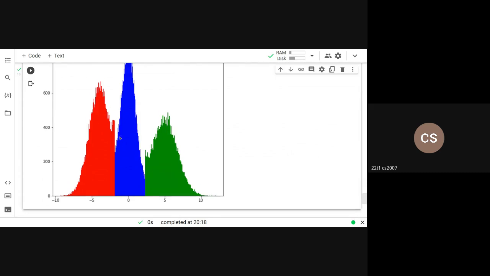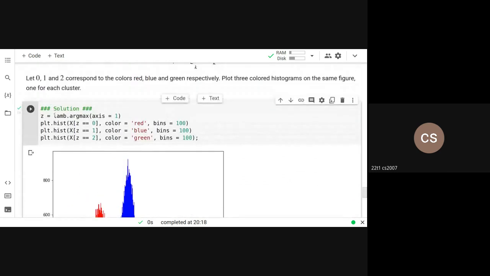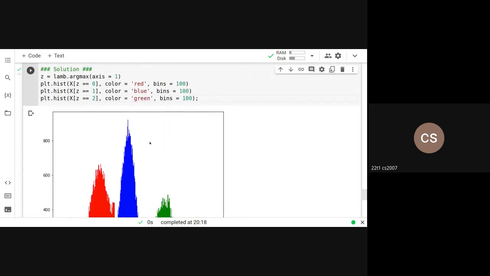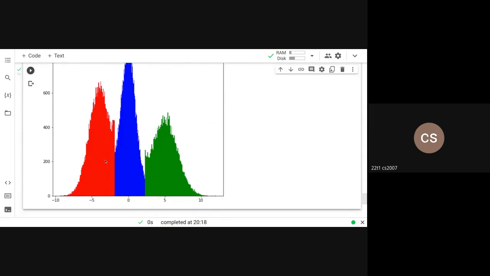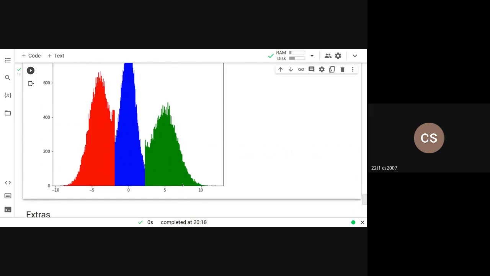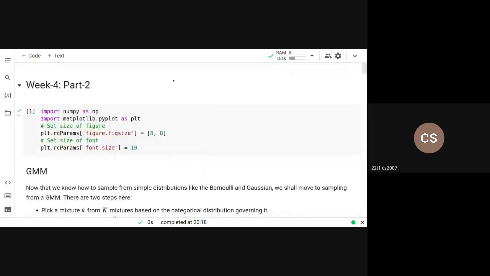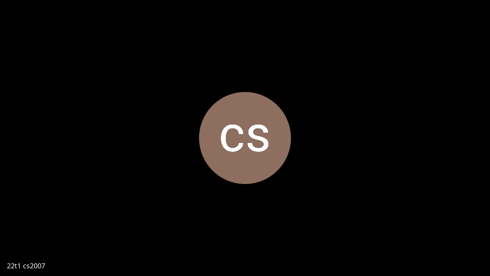So we did a hard clustering based on the argmax along the horizontal axis, and that ended up giving us these points to cluster 0, these to cluster 1, these to cluster 2. So this is how EM can be used as a hard clustering algorithm also. There are some extras you can do if you're interested: what happens if you change the size of the data set, the initialization, and so on. But yeah, that is EM.